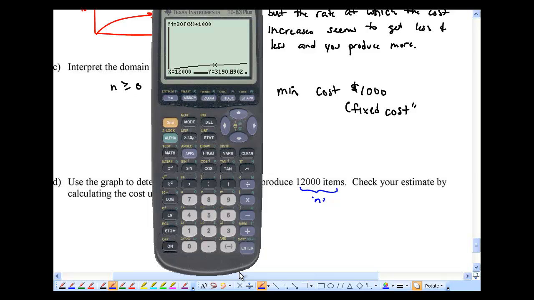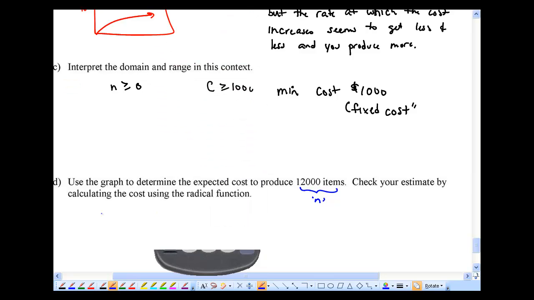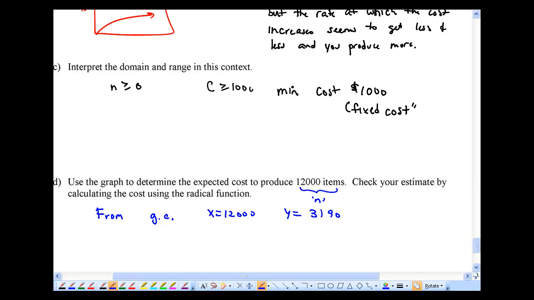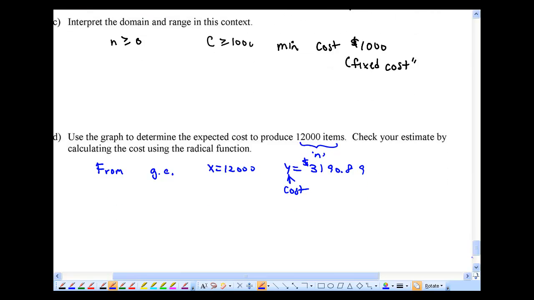So $3,190.89. Okay, you saw it there first. So from the graphing calculator, we got when x equals 12,000, your y value equals 3190.89. So that's your cost. I want to double check that with actual calculations. Go right ahead. I just ask you now to please plug in n equals 12,000. So y equals 20 root 12,000 plus 1,000.